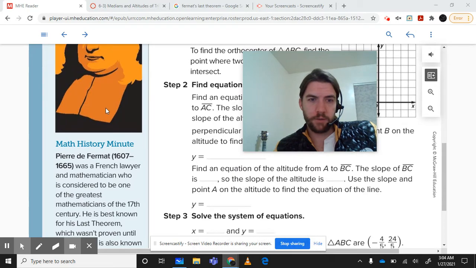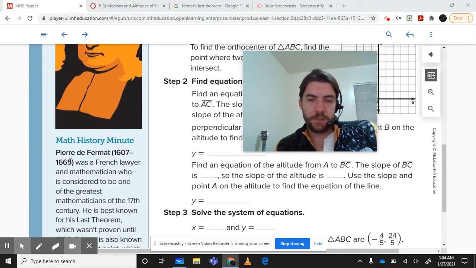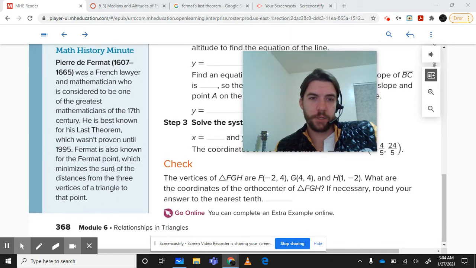So this guy on the sidebar, it says Pierre de Fermat, who lived from 1607 to 1665, about 400 years ago, was a French lawyer and mathematician who is considered to be one of the greatest mathematicians of the 17th century, the century he lived in. He is best known for his last theorem, which wasn't proven until pretty recently, 25 years ago, 1995. 3 years after I was born. So 400 years went by, and then somebody proved his theorem correct.